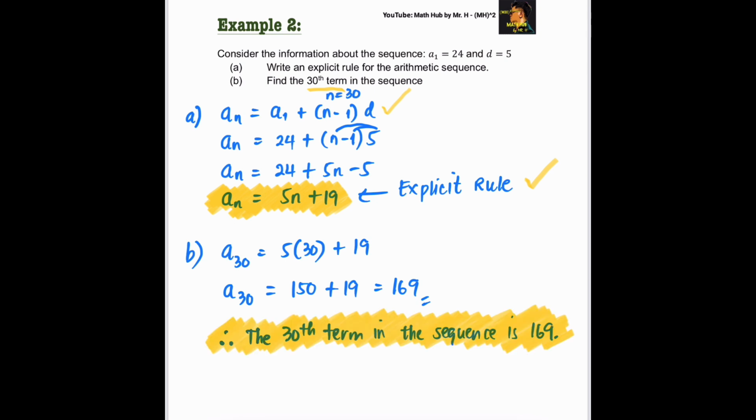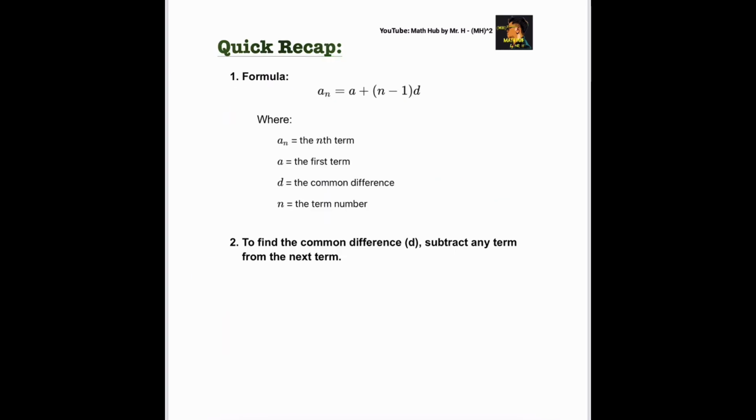All right. Before I let you go, let's have a quick recap of what we have done. First, the formula for arithmetic sequence: a sub n equals a sub 1 plus n minus 1 times d. a sub n is the nth term, a sub 1 is the first term of the given sequence, n is the term number or the term position, and d is the common difference. And to find the common difference, d, we just need to subtract any term from the next term.